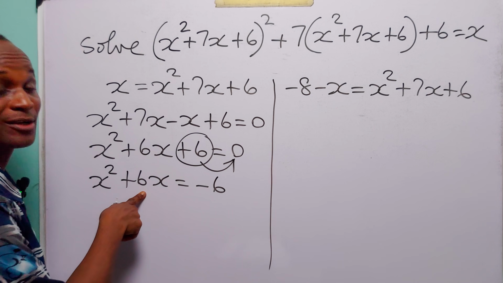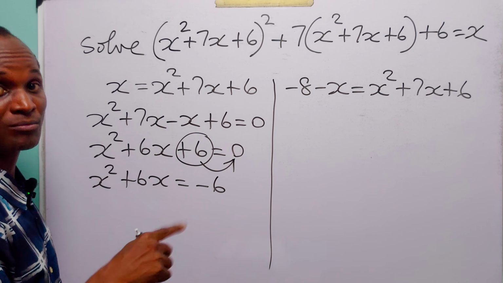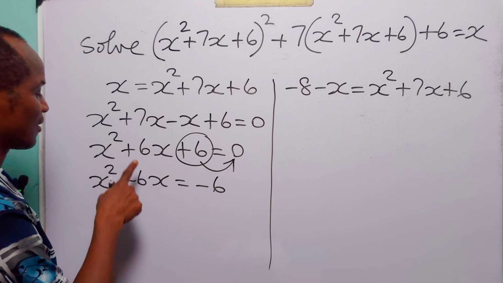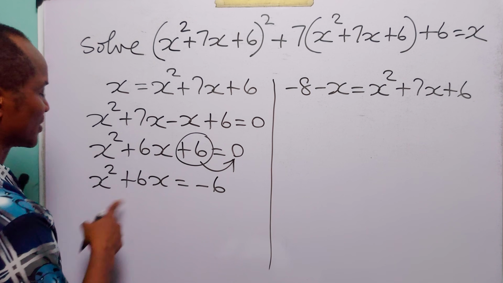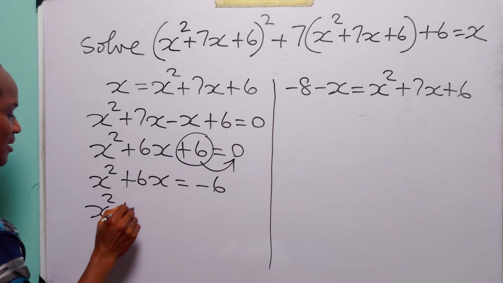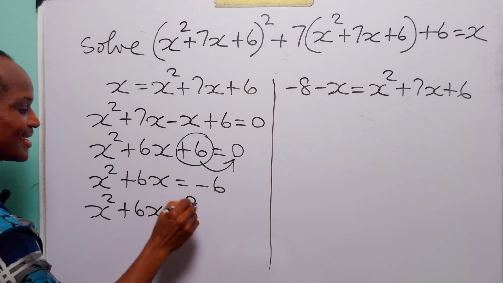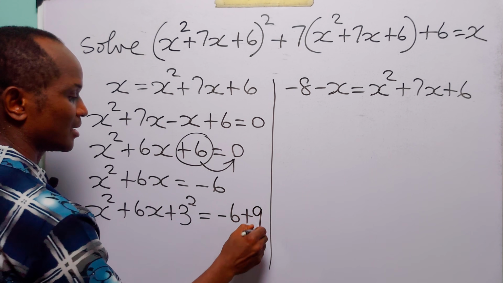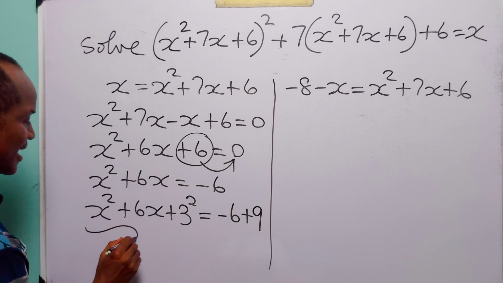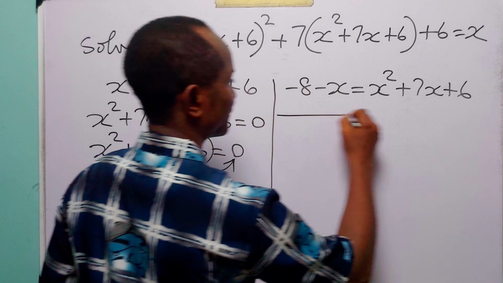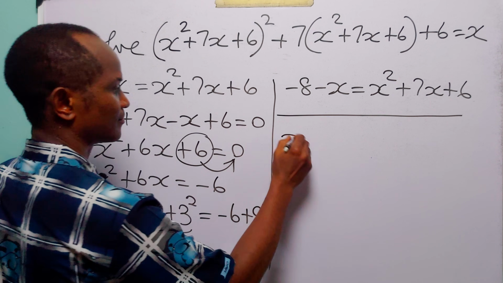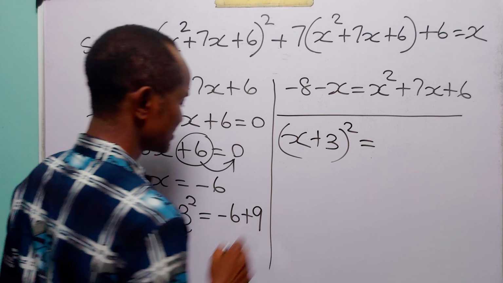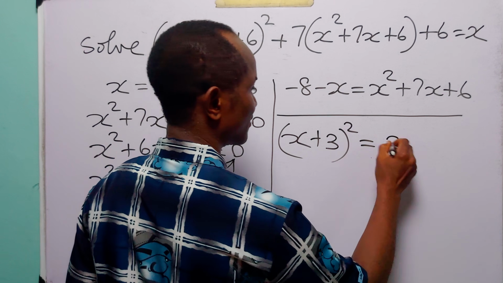Now, we divide the coefficient of x, which is 6, by 2, square it and add to both sides of the equation to complete the square on the left. What is half of 6? 3. So we have x squared plus 6x plus 3 squared. And this is equal to minus 6 plus 3 squared is 9. Now, here we have a perfect square. We take one x, we take one 3, we square, and this is equal to 9 minus 6, which is equal to 3.